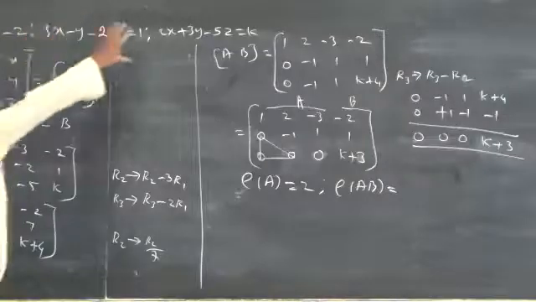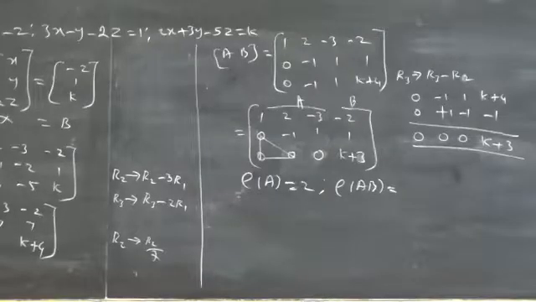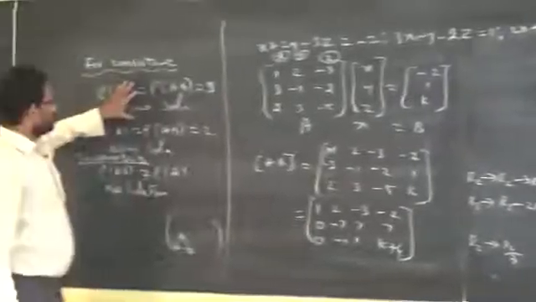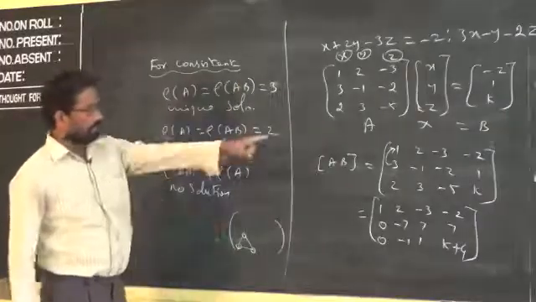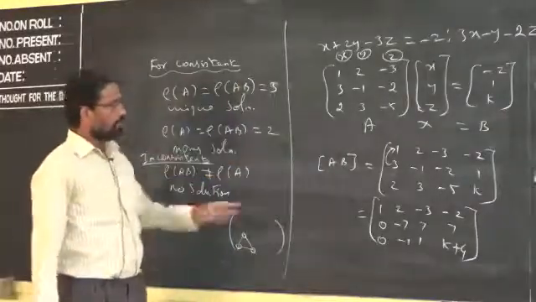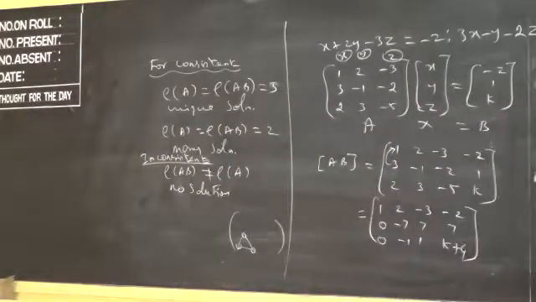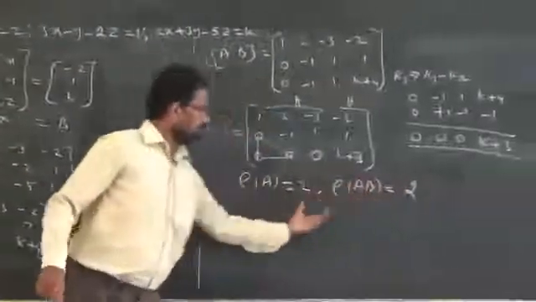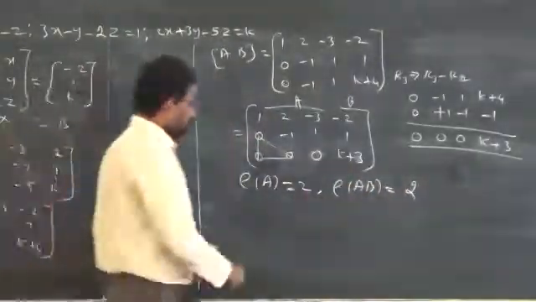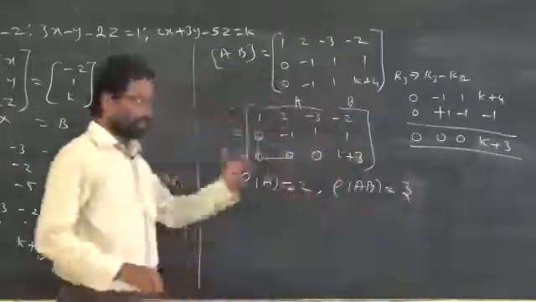For this, see the question, it is given already: find the values of k when the equations are consistent. If it is consistent, I told you already, there are two possibilities. One is unique solution, another one is many solutions. Here I got rank A is 2. For consistent, I am supposed to get rank AB also 2. If I am getting the rank of AB also 2, then only it is consistent. If I got rank of AB as 3, then it will become inconsistent.